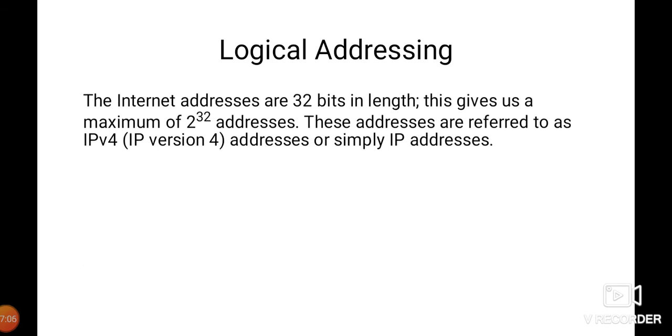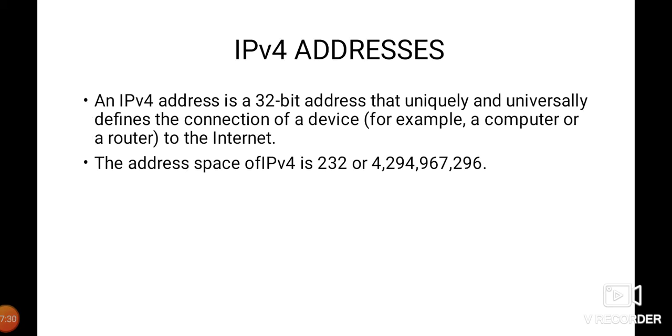So right now the internet or network layer, you can say, or TCP/IP, is using the IPv4 protocol. IPv4 has 32-bit addressing, and so we can use a maximum of 2 power 32 addresses. These are referred to as IPv4 addresses, or IP addresses. An IPv4 address is a 32-bit address that uniquely and universally defines the connection of a device, for example a computer, a router, a switch, or a bridge.